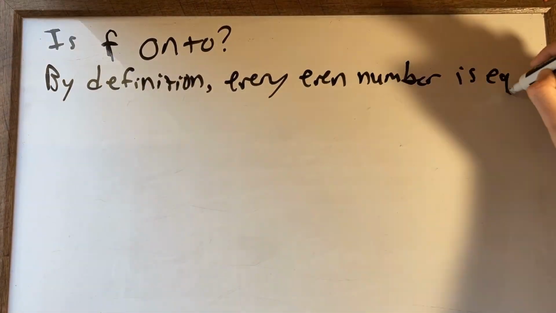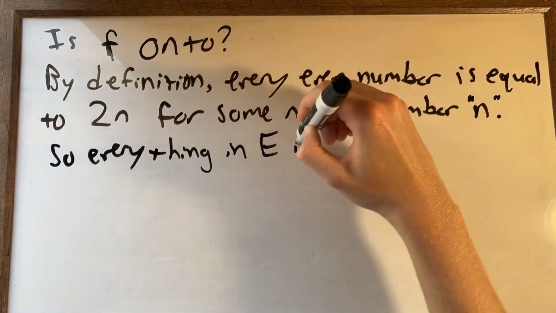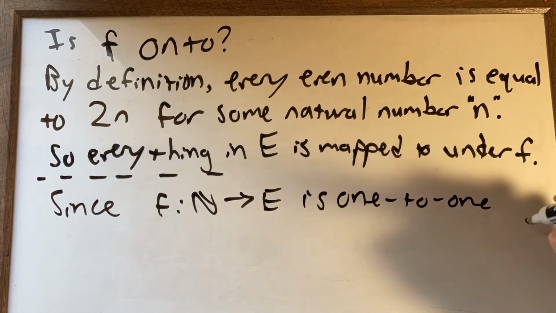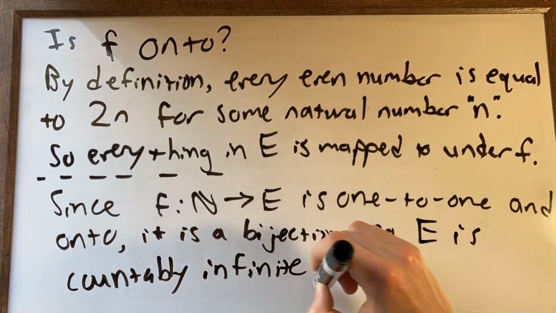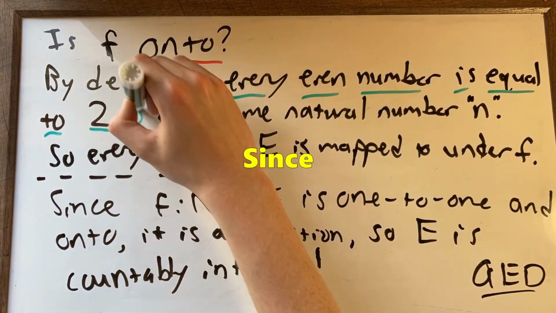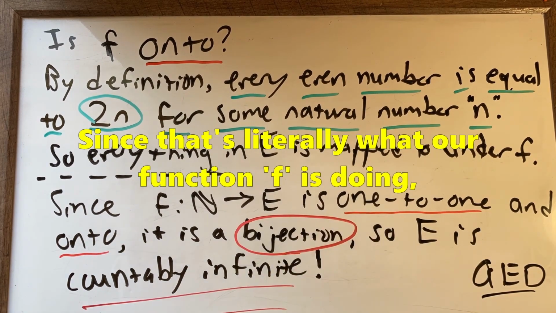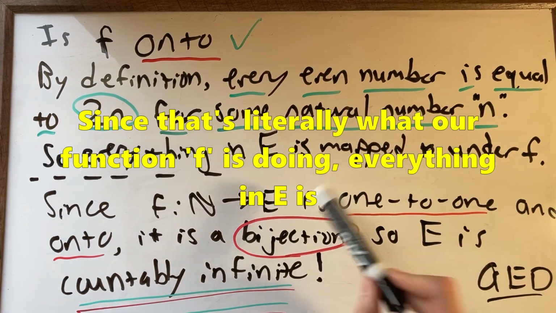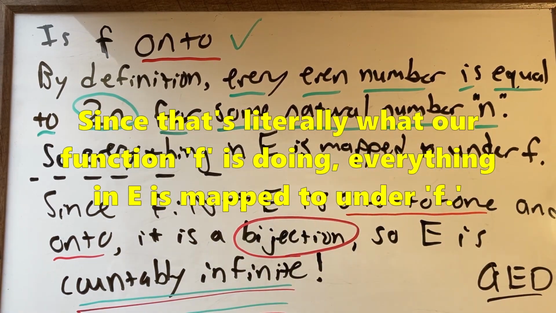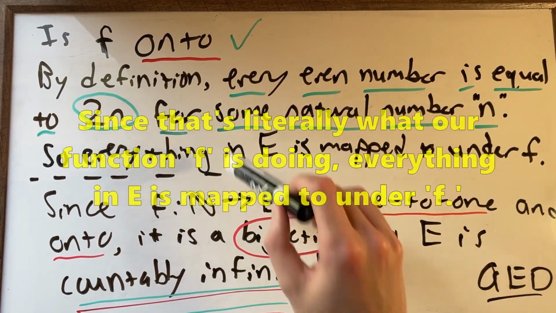And finally, we need to show that f is onto. Now, by definition, what it means to be an even number is that you can write it as 2n for some positive whole number n. And therefore, since that's literally what our function f is doing, that means everything in the even numbers is mapped to under f. And that's just a fancy way of saying that nothing in E is left out when we apply our function.